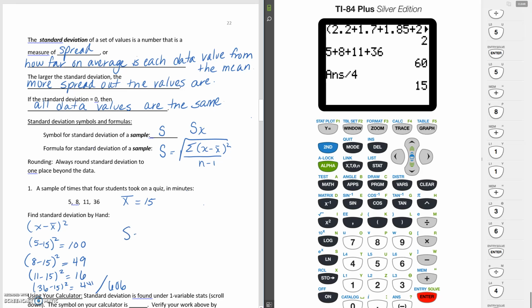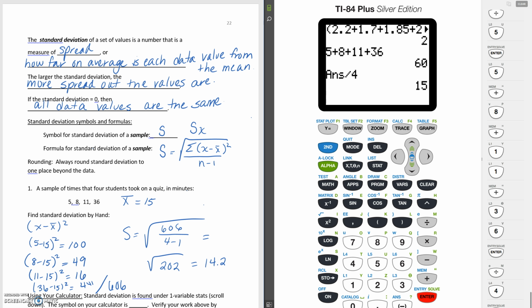So what we've done here in our formula, we've done the sum of x minus x bar squared. So that's 606. And we're going to divide it by n minus 1. So n here is 4. So we're going to divide it by 4 minus 1, which is 3. And when you do 606 divided by 3, you get 202. And the square root of that is 14.2. So our standard deviation is 14.2.